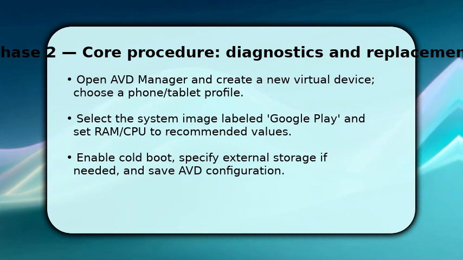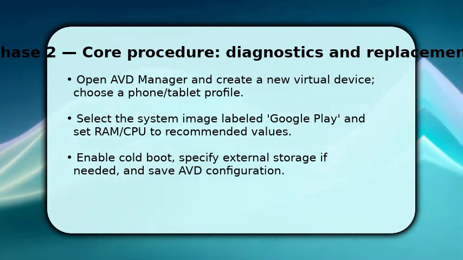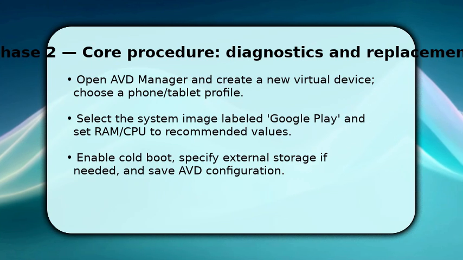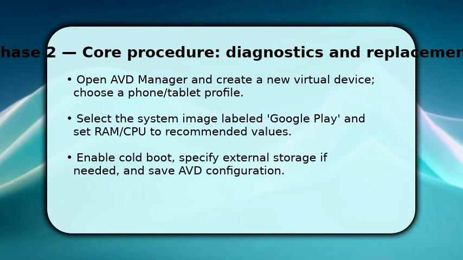Pick a device profile that matches the apps you want to run. Then, choose the system image that explicitly shows Google Play. That tag matters because only those images include Play services and the store.